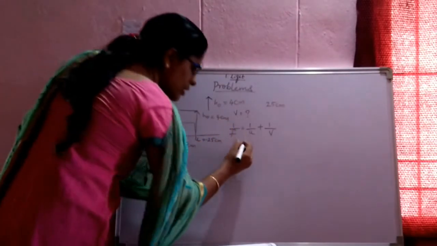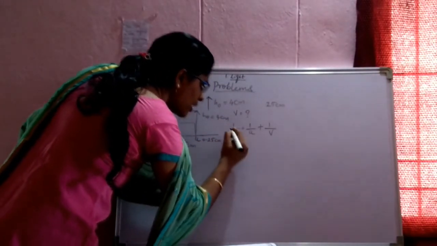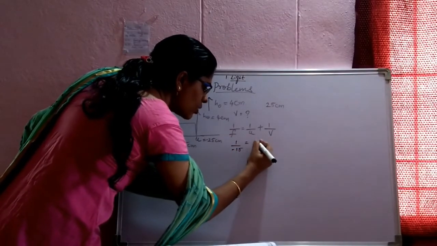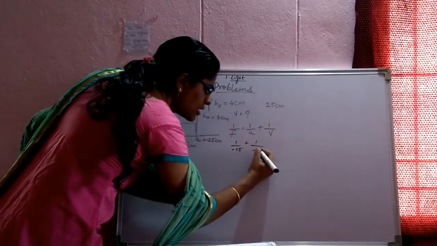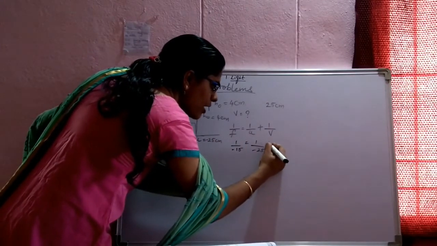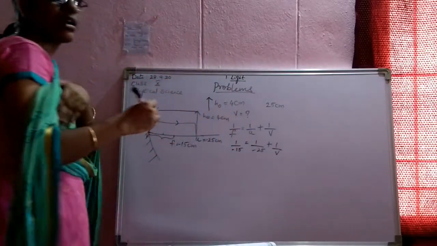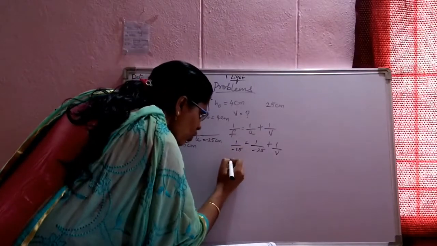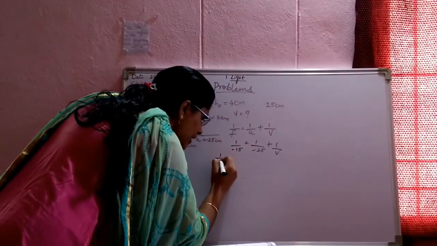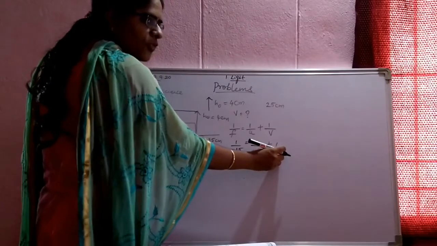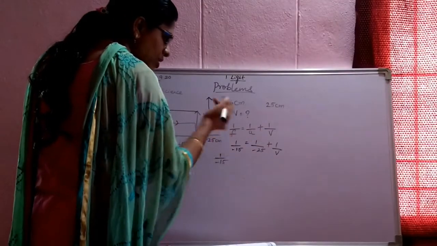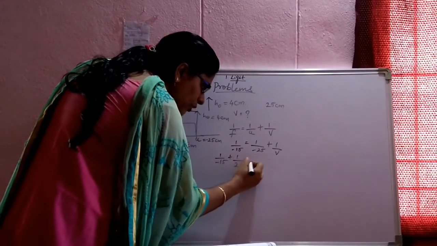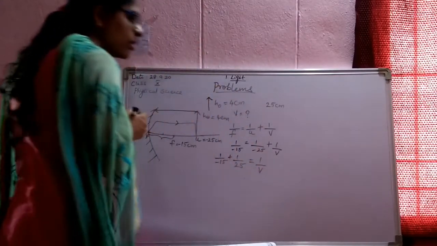Now substitute in this. 1 by F is minus 15, so 1 by minus 15 equals 1 by minus 25 plus 1 by V. We need to find the value of V. Leave 1 by minus 15 on one side and take minus 25 to the other side. It becomes plus 1 by 25 equal to 1 by V.